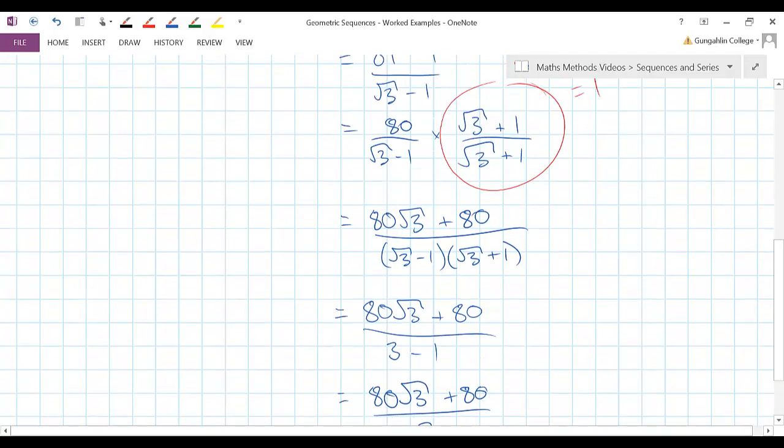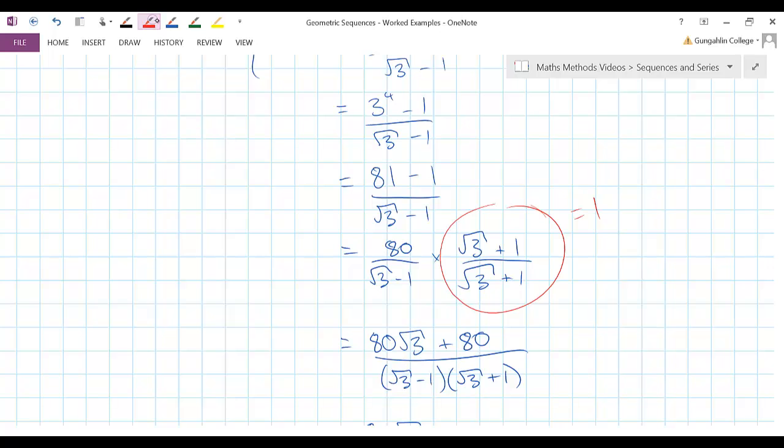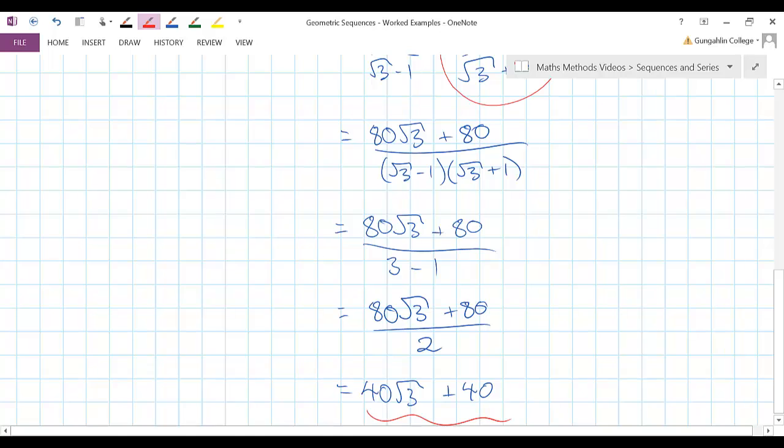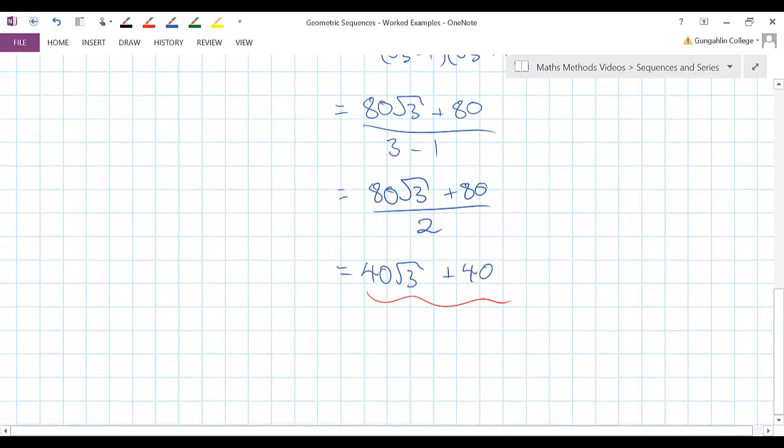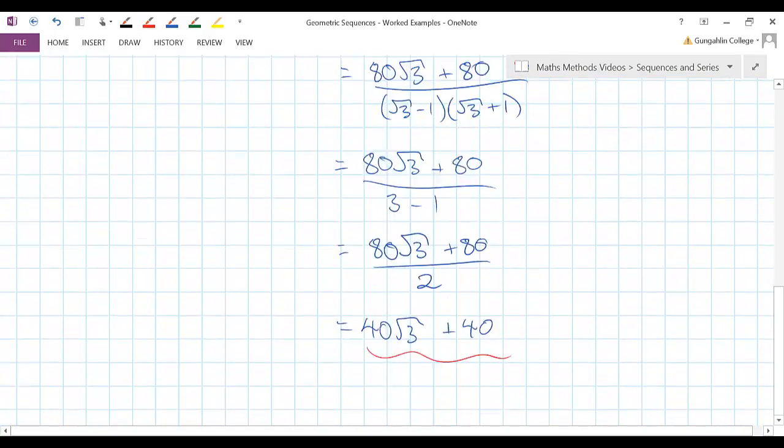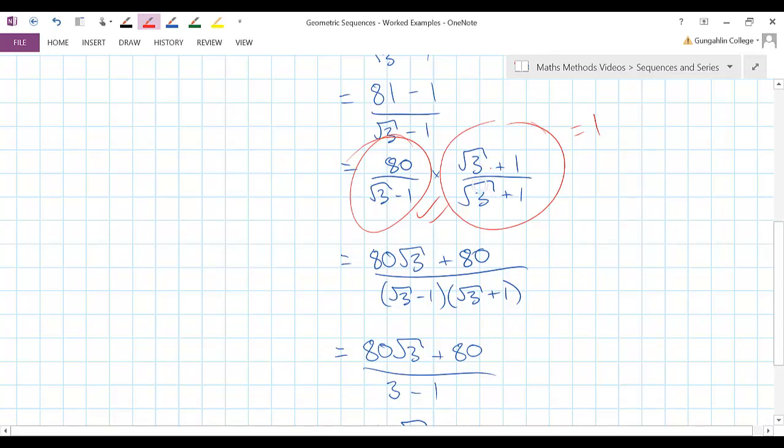So as I mentioned before, doing this kind of simplification isn't required of Methods students. We're happy if you were to get to this point, and then we would give you your marks for there. Just for a bit of fun, I've done the rest of it, and it's good if you want to study maths further, and especially if you're in the Specialist stream, to know that you can simplify like this as well.